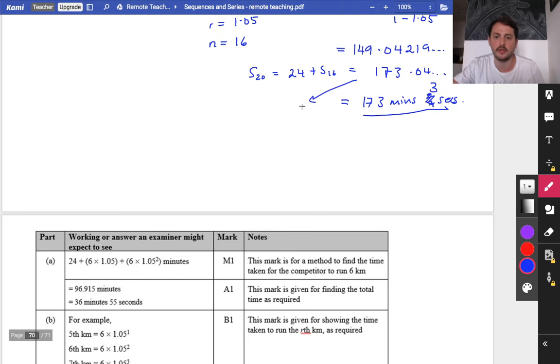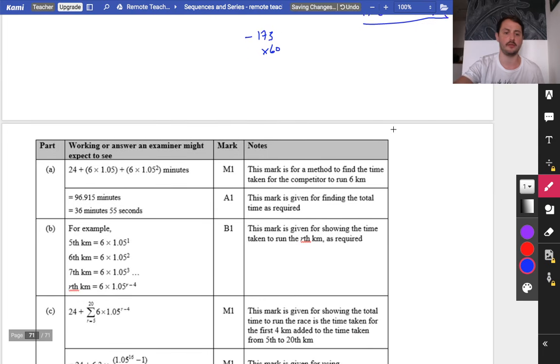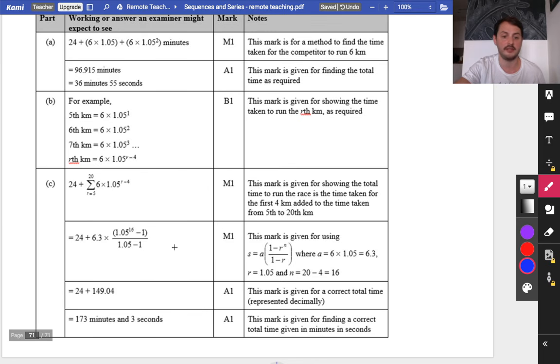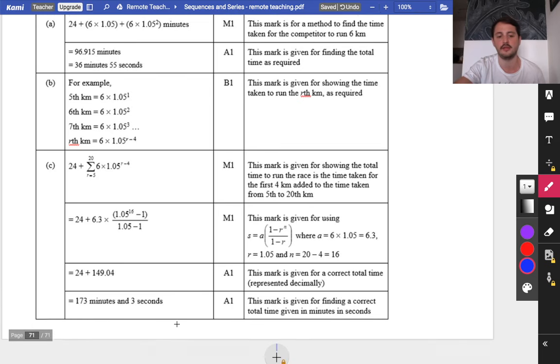The other way you can do this is you can take away the 173 and then multiply it by 60 to change it into seconds. 173 minutes and 3 seconds. Let's see if we've got it right. 36 minutes and 55 seconds. Just looking at the pattern. And then, yeah, this is actually the way that we did it. I think this formula is kind of useless. You come up with 173 minutes and 3 seconds.